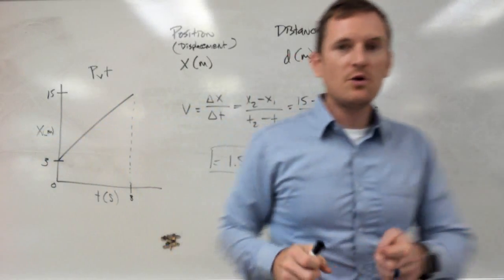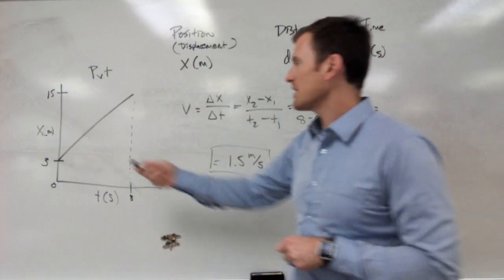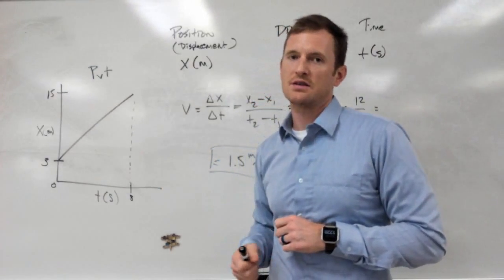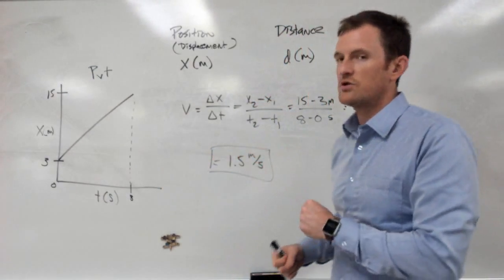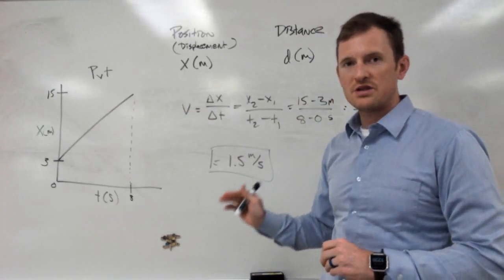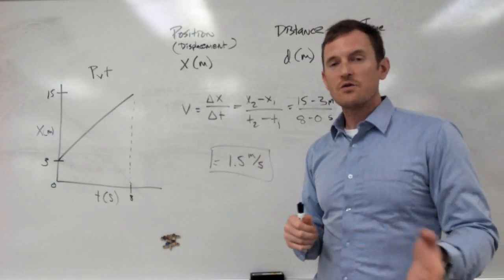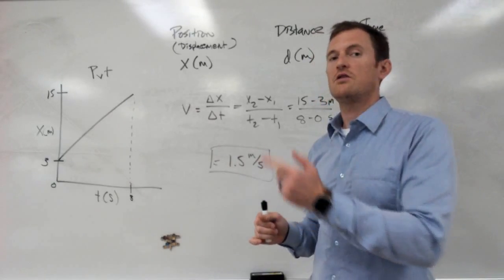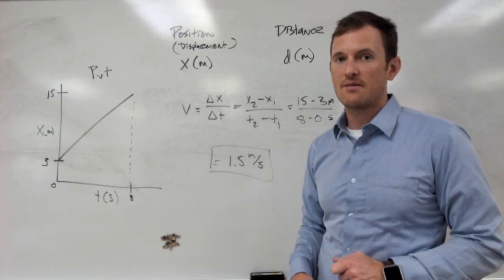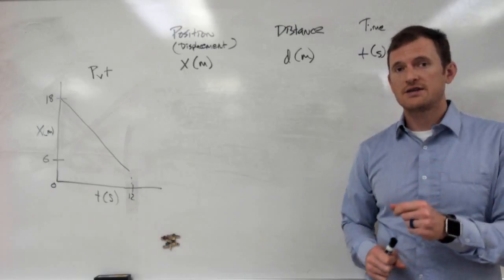If you went through algebra, you probably already noticed that what we just did was calculate the slope of this line. That is true about all position versus time graphs. The slope of your position versus time graph is equal to your velocity. So if you remember how to calculate slope, you know how to calculate velocity.